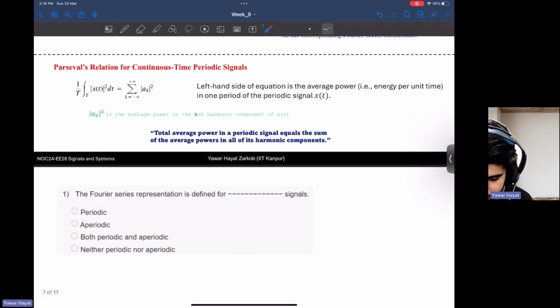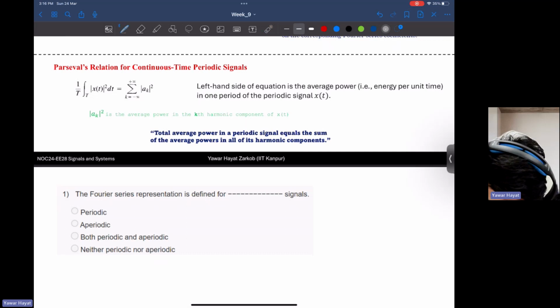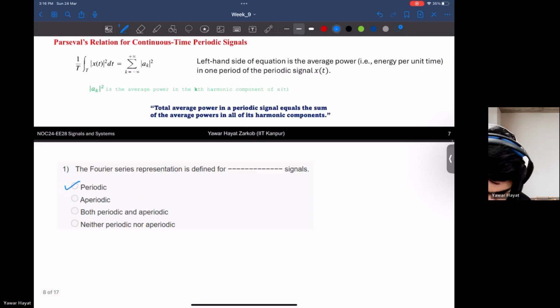The first one: the Fourier series representation is defined for what signals? Periodic, both periodic and aperiodic, and the last option is neither periodic nor aperiodic. This one is pretty straightforward, so we'll not waste time on it. We know that Fourier series representation is defined for periodic signals. So go with option A.